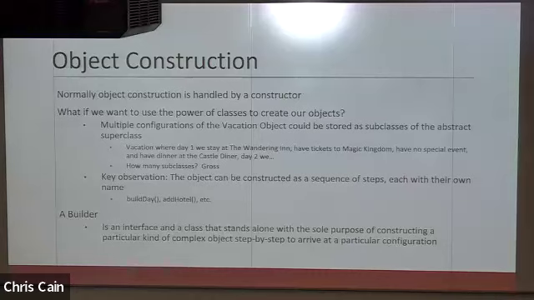So day one, we stay at the Wandering Inn, have tickets to Magic Kingdom, have no special event, and have dinner at Castle Diner. Day two, etc. So how many subclasses would this contain if you wanted to be able to construct multiple different possible configurations of your vacation?